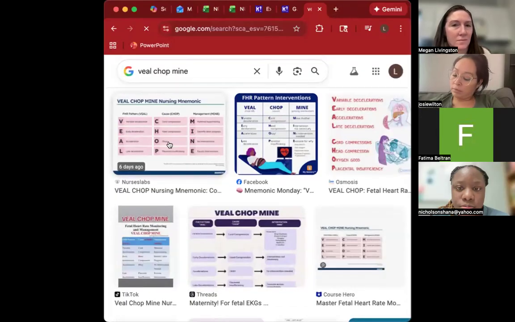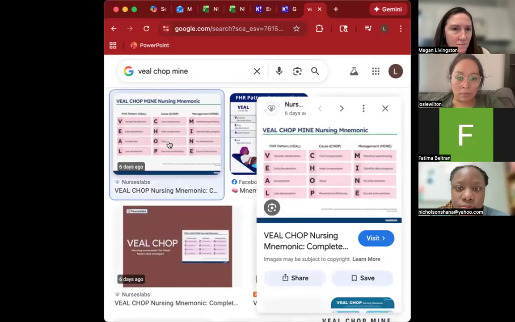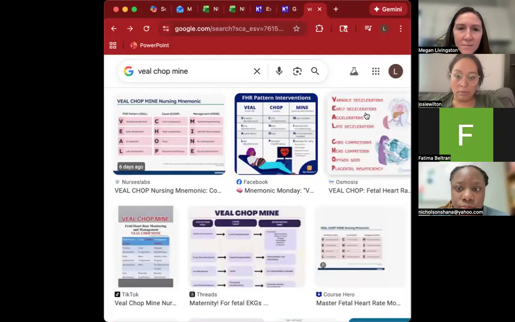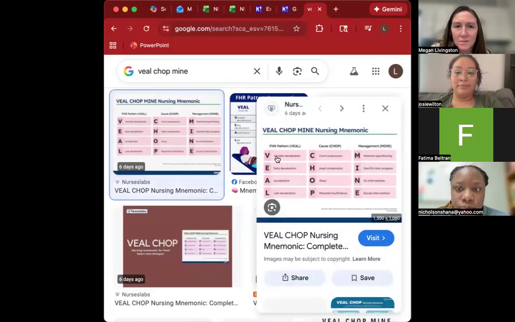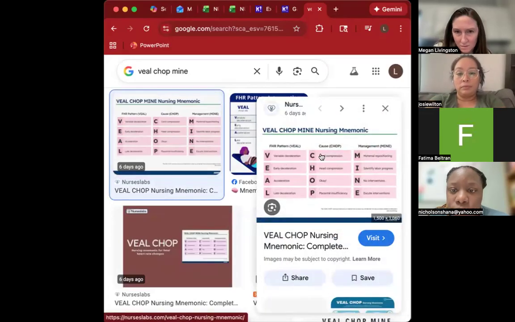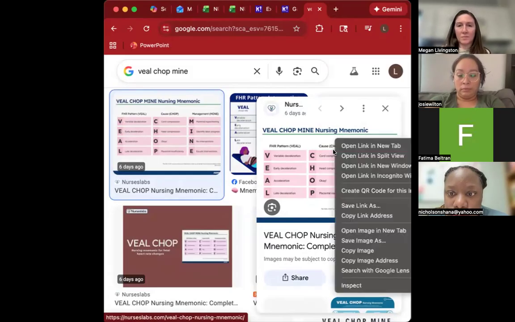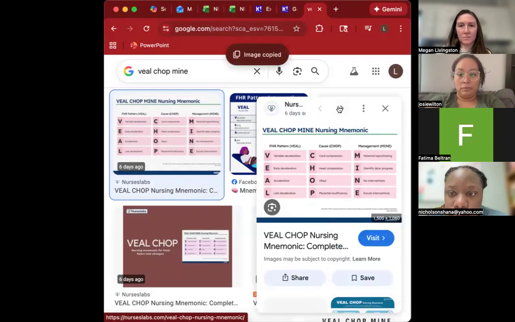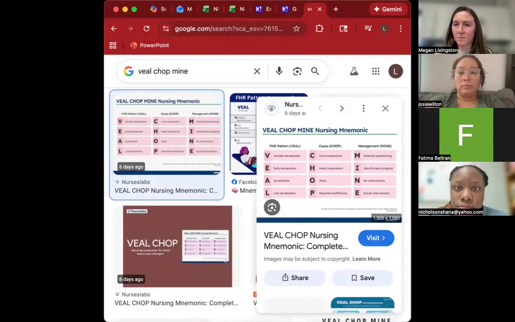So here you can see a variable deceleration aligns with cord compression. What do we need to do? We need to reposition mom, because we want to get that pressure off of that umbilical cord. Oftentimes it's because mom is in a weird position, or something's compressing on the umbilical cord, whether it's baby's position or whatever it may be.